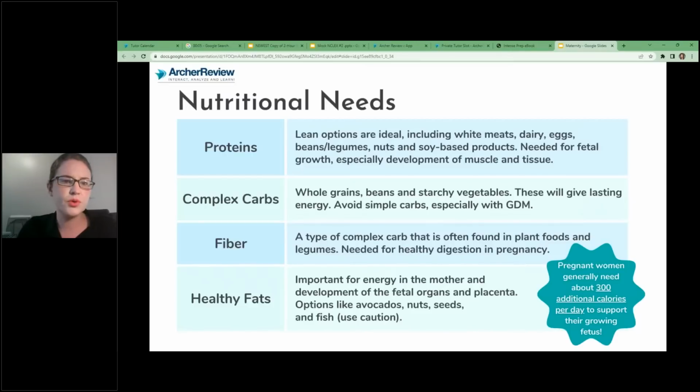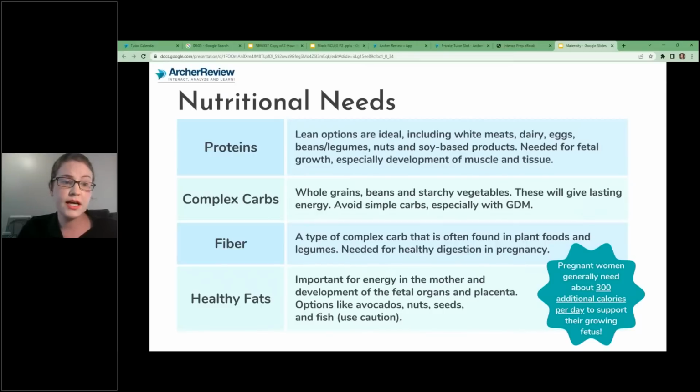Those are all going to be really important because they're needed for fetal growth, especially the development of the muscles and tissue. Complex carbs are also needed, especially whole grain carbohydrates. Beans and starchy vegetables are best. These are needed because they really give the mom that lasting energy they need. You do want to avoid simple carbohydrates in pregnancy, though, especially if you have gestational diabetes, and we'll talk about that more later on in the presentation.